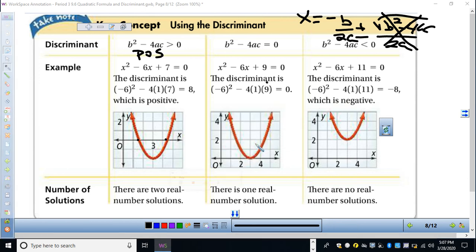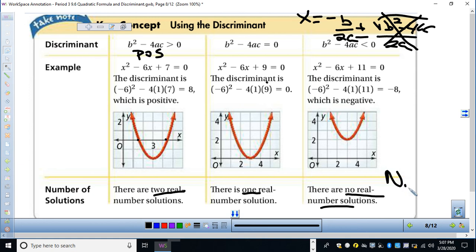Okay, so as I said before, we can't take a negative square root, so that's why this parabola does not touch the x-axis at all. Okay, so if we have a positive number, we have 2 real solutions. If we have 0, there's only 1 solution. And if we have a negative number, no real solutions. Or as I always like to say, no soul.